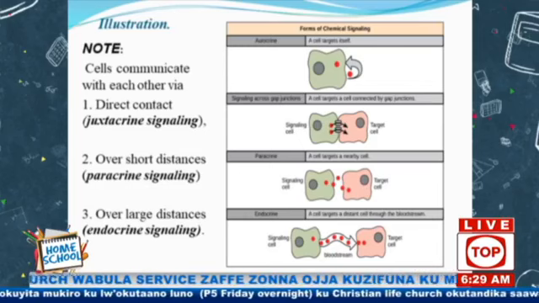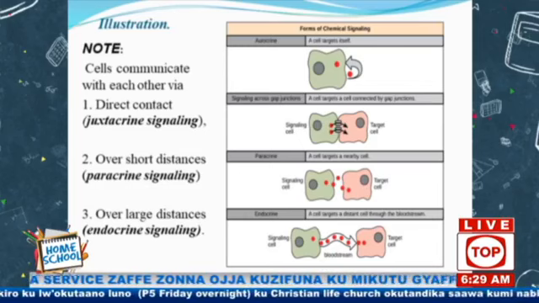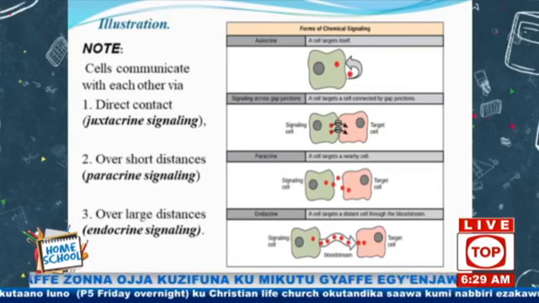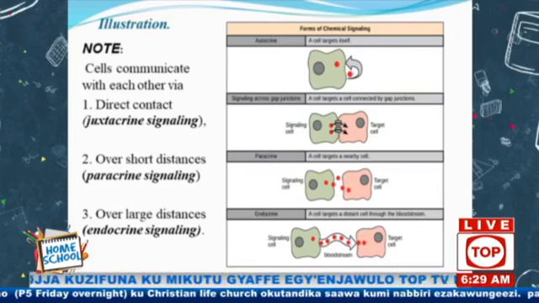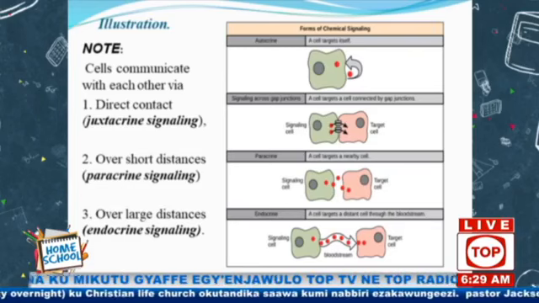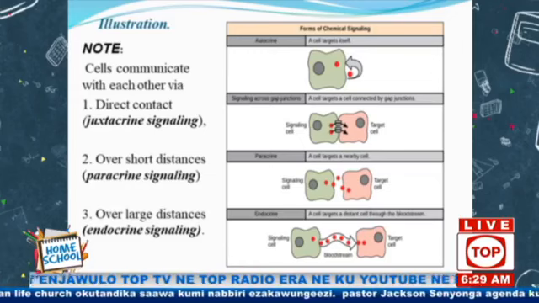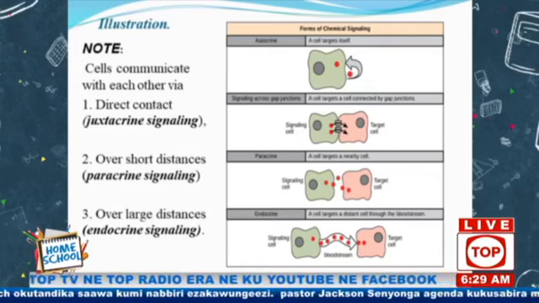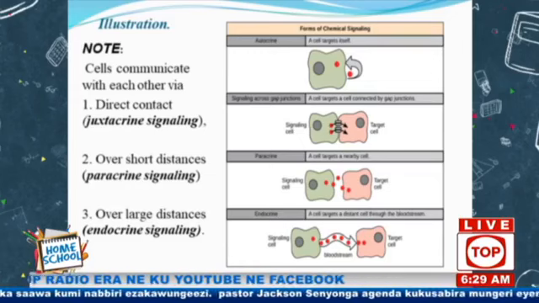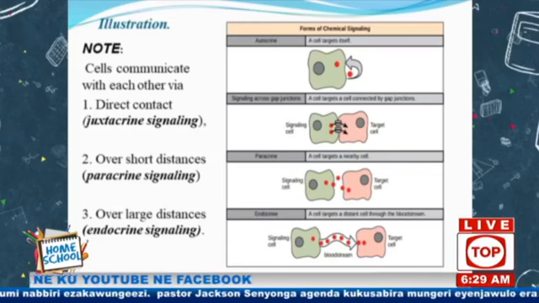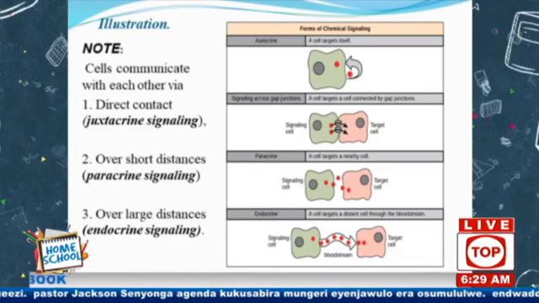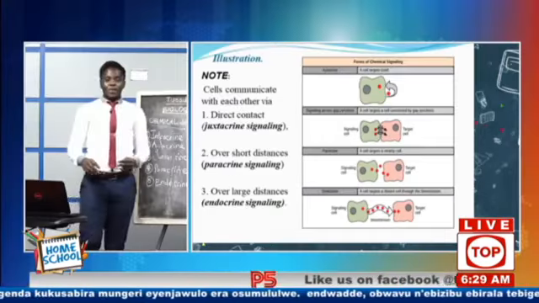The next one is juxtacrine signaling. A cell targets a cell connected to it by gap junction. The cell is connected to the target cell, and the signals simply go through the junctions between the two into the target cell. The third one is paracrine signaling. You can see that the two cells are close to each other. A cell will target a nearby cell.